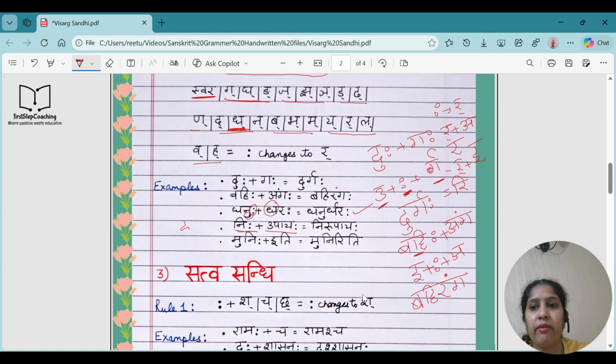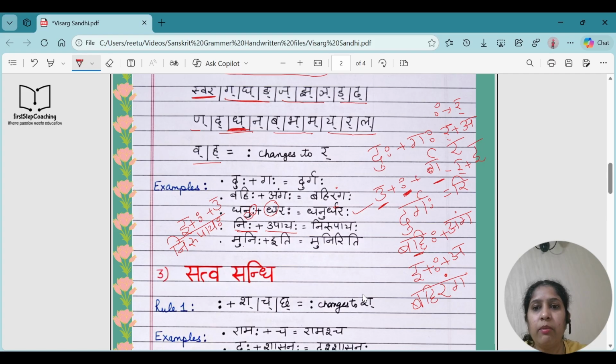If you see this one, nihi plus upayaha. So nihi means it is ending with a choti i and a visarg, and then u is there, right? So now the choti i, there is no change in that. So ni as it is, right? The visarg is going to change to ra, and then you have a swar which is chota u. So then ra and chota u will become ru. And after that, there will not be any change in the word, right, as it is. Correct? So it will become nirupayaha.